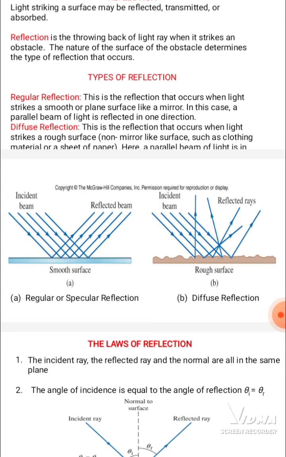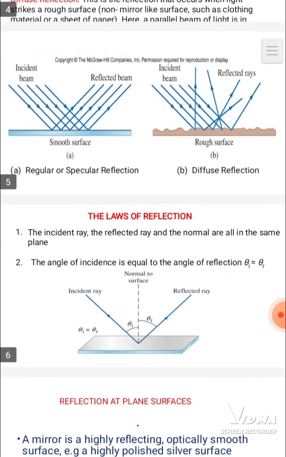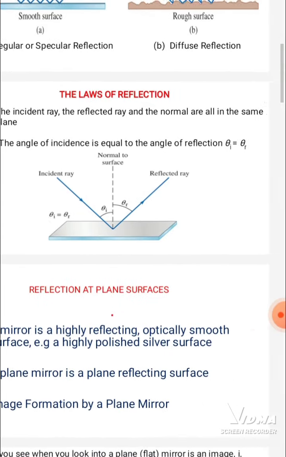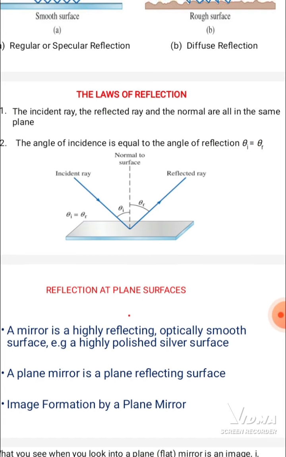Then that takes us to the laws of reflection. There are basically two laws. The first one is that the incident ray, the reflected ray, and the normal are in the same plane. And the second one is that the angle of incidence is equal to the angle of reflection.